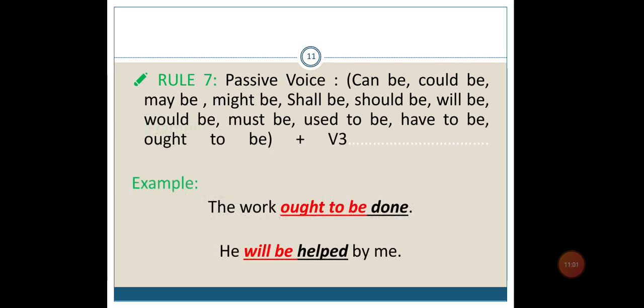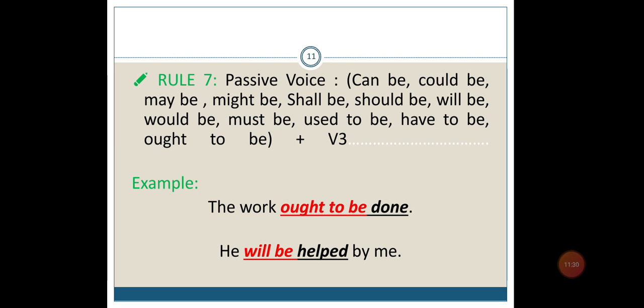Rule 7. In case of passive voice, we always use the past participle form of verb. The passive voice can be, could be, may be, might be, shall be, should be, will be, would be, must be, used to be, have to be, ought to be, plus past participle form of verb.